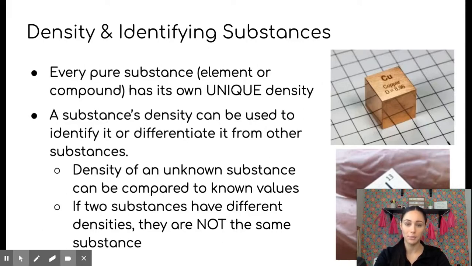If I have two substances and I measure or calculate their densities and I find that they have the same density, that tells me that they are indeed the same substance. On the other hand, if I measure their densities and find out they are not the same, that tells me that they are not the same substance because they do not have the same density.